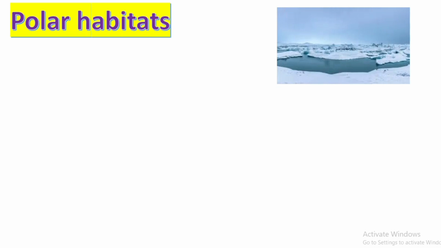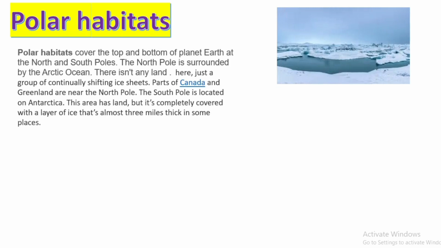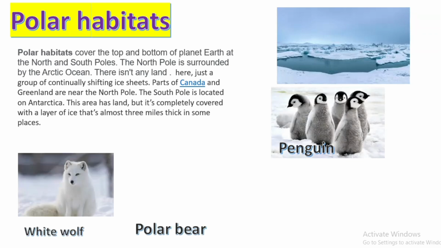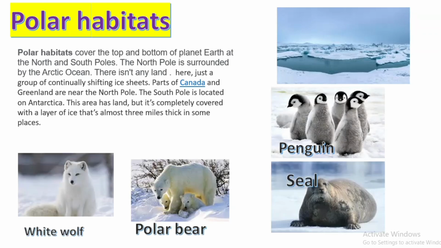Polar habitats. Polar habitats cover the top and bottom of planet Earth at the North and South poles. The North Pole is surrounded by the Arctic Ocean. Here are some animals in polar regions: penguin, white wolf, polar bear, and seal.